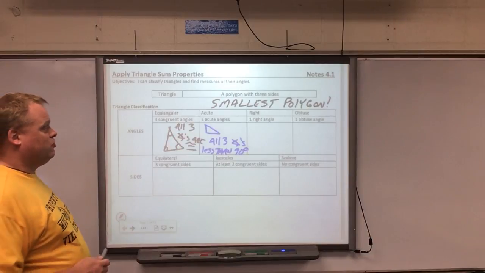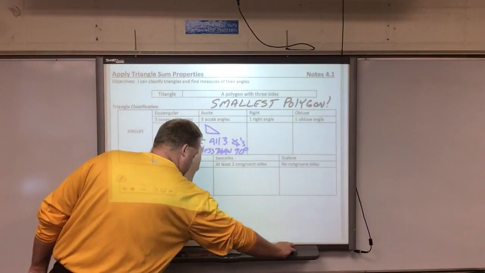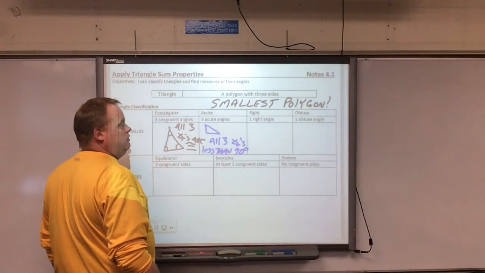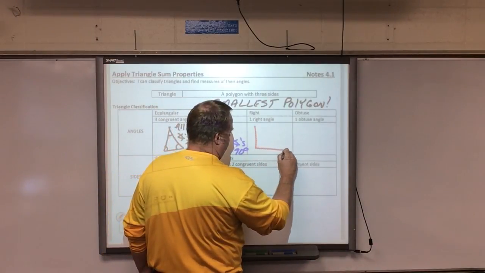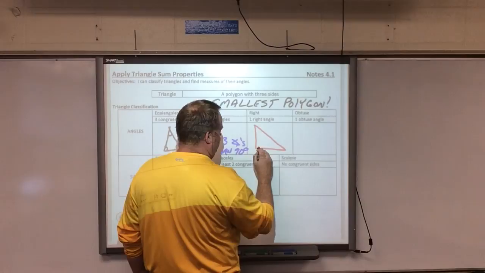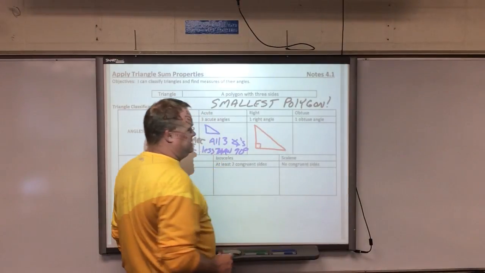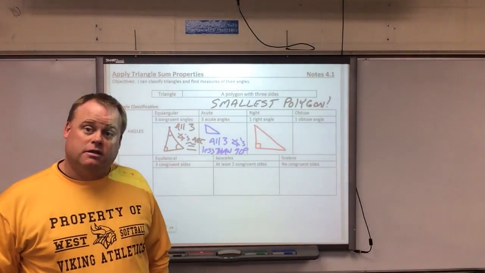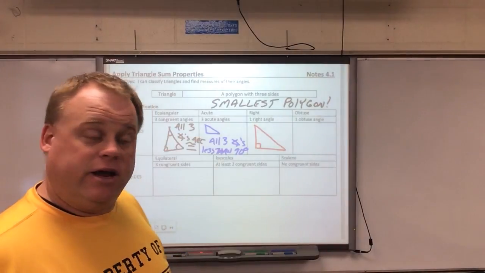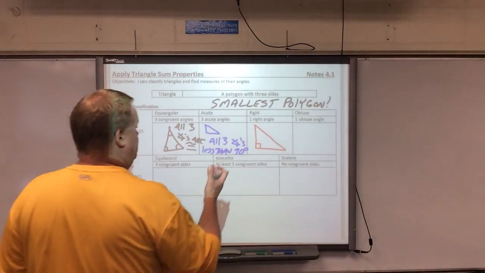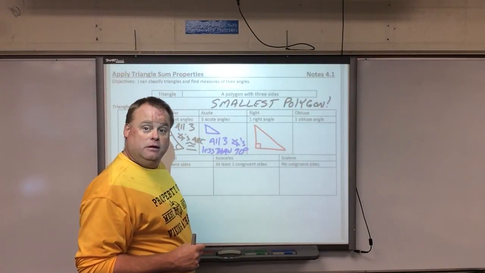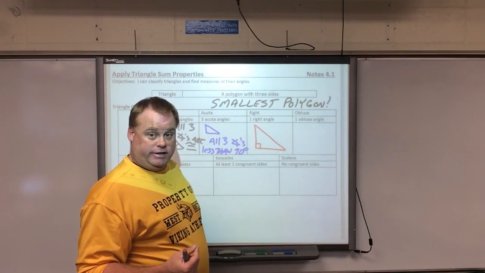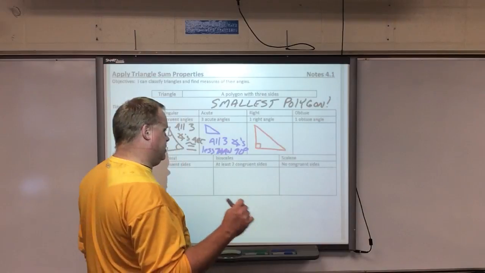A right triangle is going to have 1 right angle in it. So I have a triangle like this. Remember, if I have a right angle, you're always going to see the box in the corner. The other 2 angles have to be less than 90 degrees. We'll get to that in a second and tell you why.